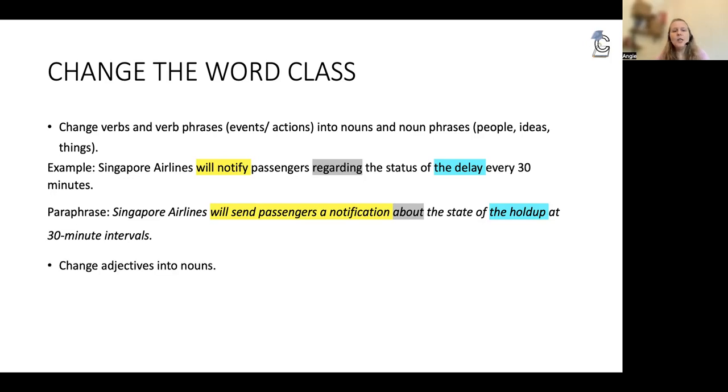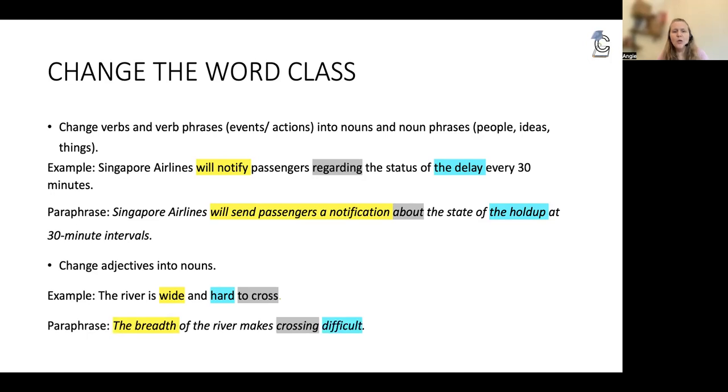You can change adjectives into nouns. For example, the river is wide and hard to cross. The word wide is an adjective that can be changed to breadth. The breadth of the river makes crossing difficult. And notice that we also changed the word to cross, which is a verb, to crossing, which is a noun.